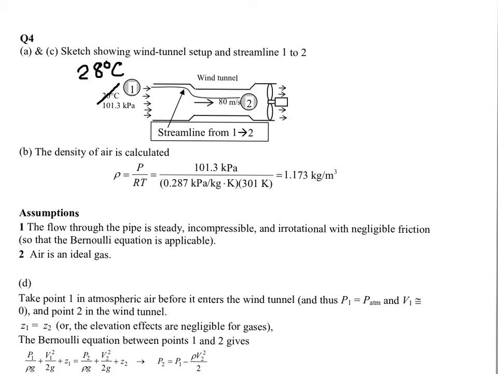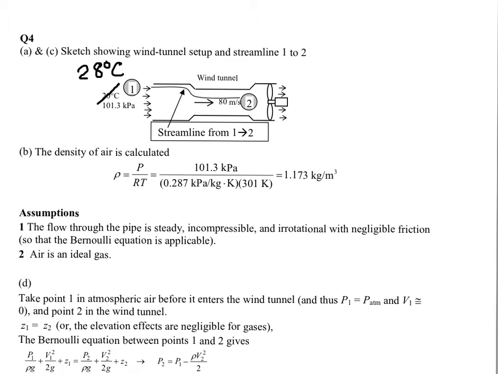The large axial propeller fan is located at the exit of the tunnel, so air is drawn in and exits to the right. You are told that at the working section the velocity is 80 meters per second. Draw a sketch for this wind tunnel setup.